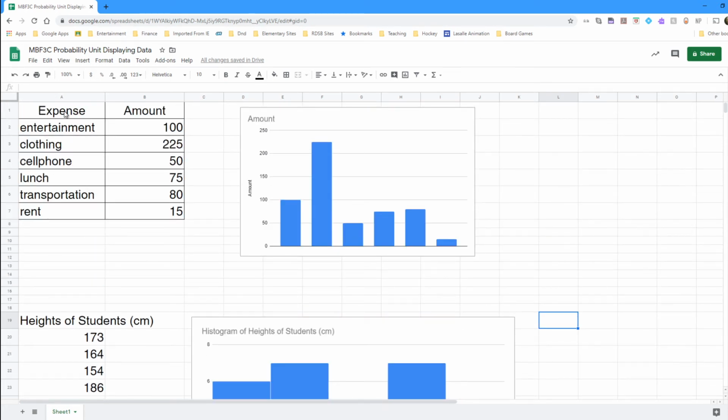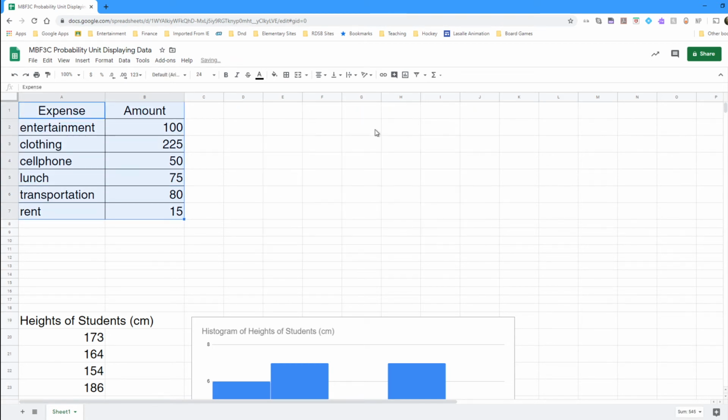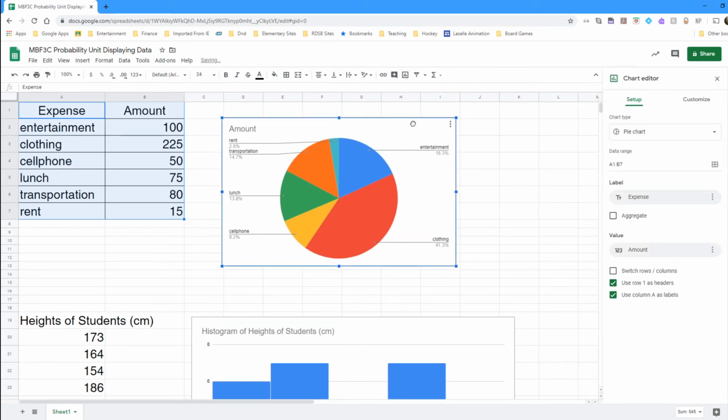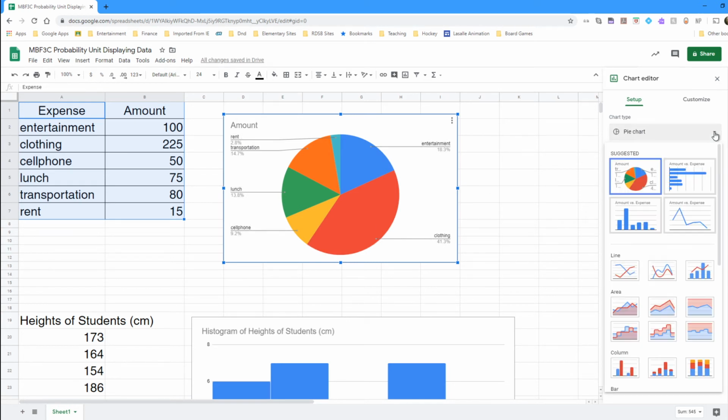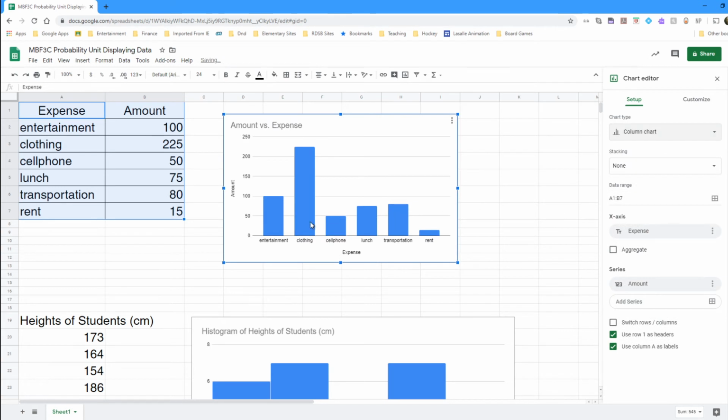It makes me wonder if I had chosen all of this. So let me delete this chart. If I select the whole chart and press Insert Chart, I wonder if it'll actually, oh, and it does. Look at that. It actually labeled the values. That is amazing. I wonder if it'll do it for the bar chart too. Yep, look at that. That is amazing.